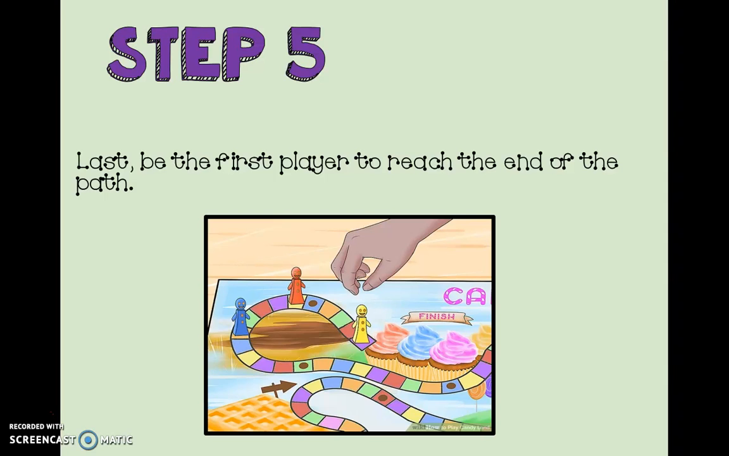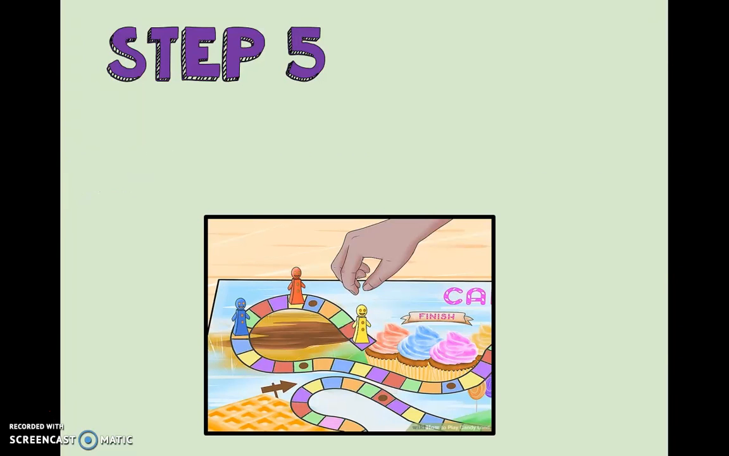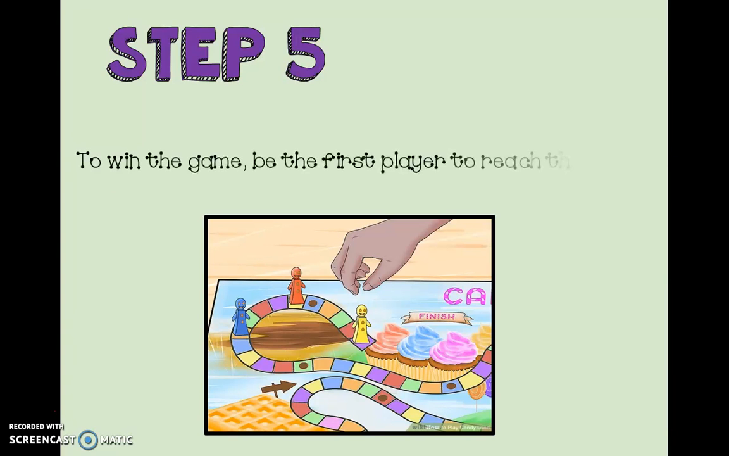But you know what? Last is a really good transition word, but I think we can make it better. So I'm going to cross off last and change it. I want to start off this step with, to win the game, be the first player to reach the end of the path. In your how-to writing, if you're writing about a game, your last step should be how to win the game. So your transition words for your last step can be to win the game.